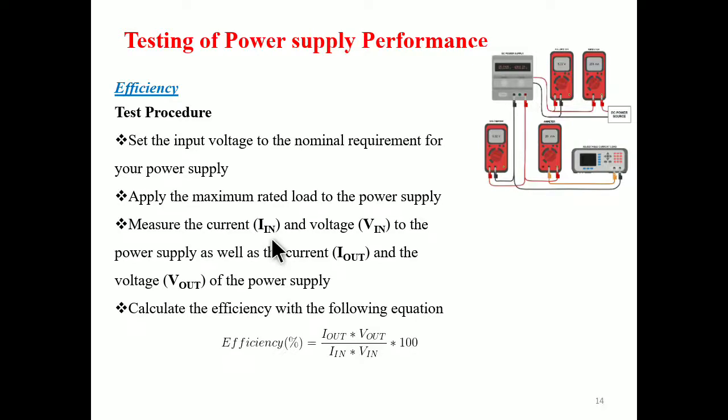Measure the current value I in and the V in value, and again find the I out value and V out value using the same procedure. Finally, calculate the efficiency, that is, (I out times V out) divided by (I in times V in), and find the efficiency in terms of percentage. The efficiency should reach a maximum of 99%. When this is satisfied, our power supply is in the high range and should be a reliable product. So, that's all about the testing process.